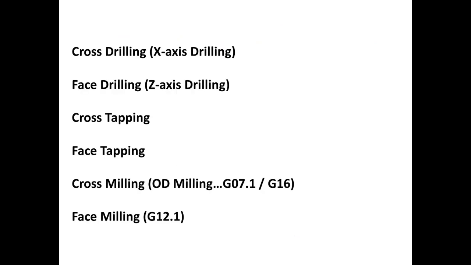Today's C-axis programming and format is basically your main turret and main spindle C-axis. That's what we're going to talk about. All C-axis Miyano machines involve cross drilling, where you use the X-axis live tool, and then face drilling, where you use a Z-axis live tool. The same applies to cross tapping with the X-axis live tool, face tapping with the Z-axis live tool, cross milling and face milling. Those are the ones we're going to talk about today.